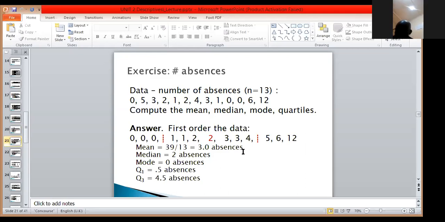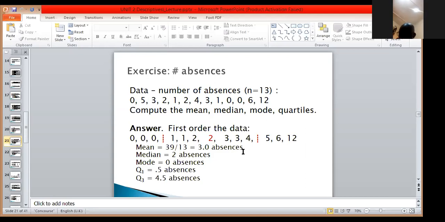You can practice the next exercise where we are given the data set, number of absences. In this question, our measurements is an odd number. It is 13. So how do we find the first quartile and the upper quartile when we have an odd number of measurements? We have got 13 measurements. So they want us to compute the mean, the median, the mode, and the quartile.